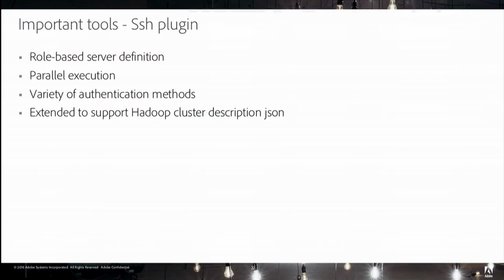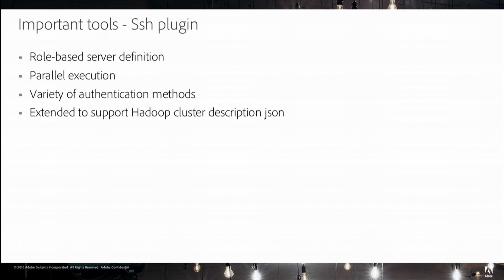We can make it happen in parallel, so we can control that. There was a batch size that we could specify, how many we wanted to do at once. And it allowed different authentication methods, and it was very flexible. We could use private key, private-public key. We could use password. And you could use SSH agent as well. So it was very flexible.